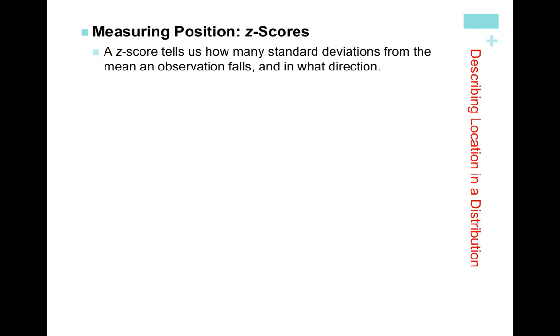We can also calculate what's called a z-score or a standard score. What the z-score tells you is exactly how many standard deviations away from the mean a particular observation falls, and also in what direction. If you end up with a positive z-score, it's above the mean. A negative z-score, it's below the mean.